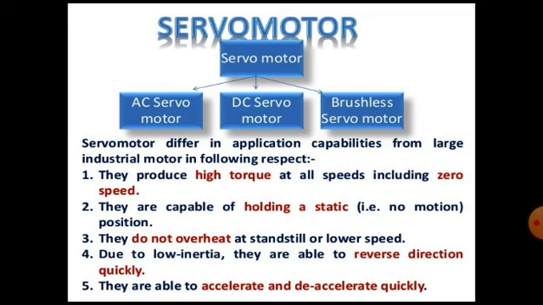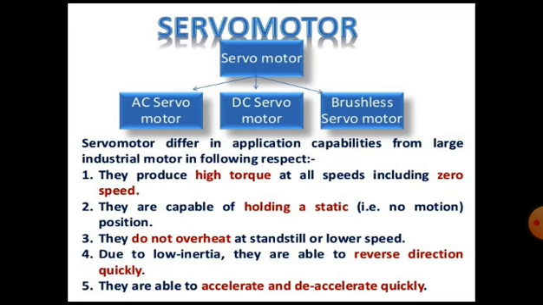Servo motors differ in application capabilities from large industrial motors in the following respects. They produce high torque at all speeds including zero speed. Try to understand, because every moment the CNC machine expects the workpiece to be rotated at different rotations depending upon the machining operations to be carried out automatically. So that is why they have high torque at all speeds including zero speed. They are capable of holding a static, no-motion position. They do not overheat at standstill or lower speed.